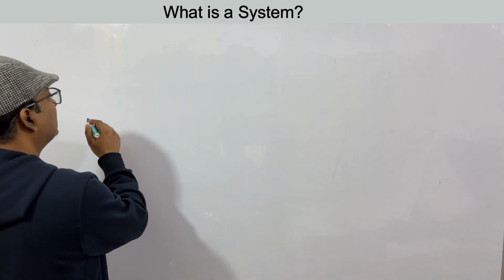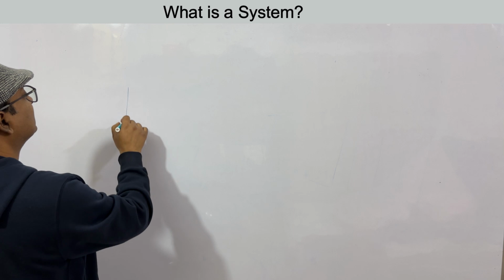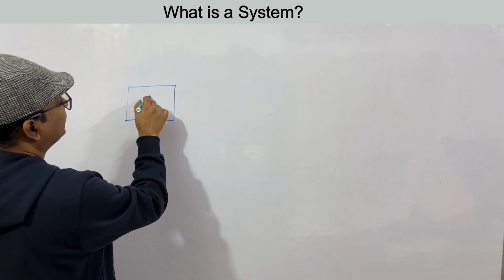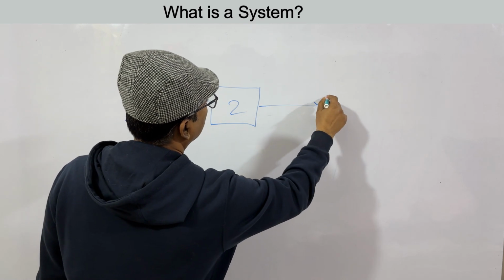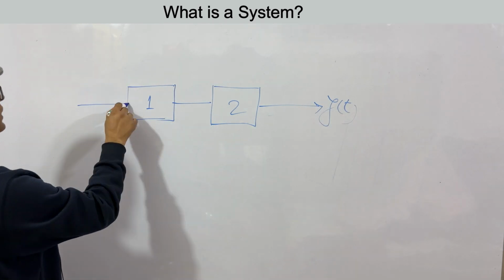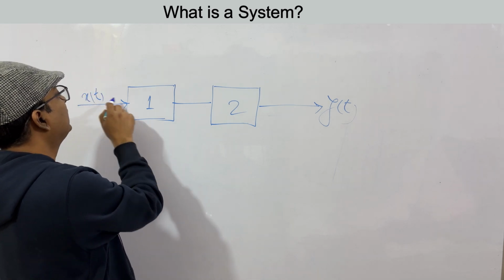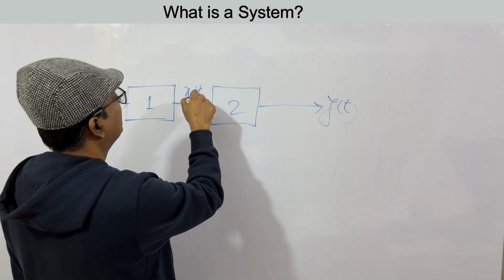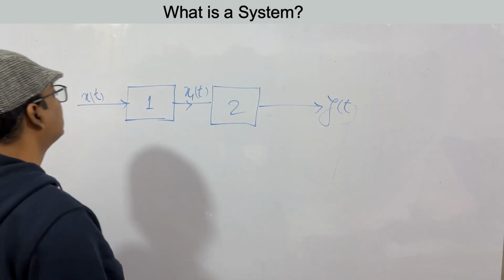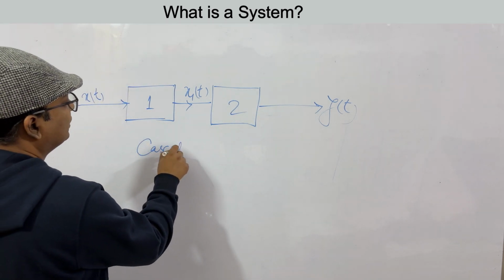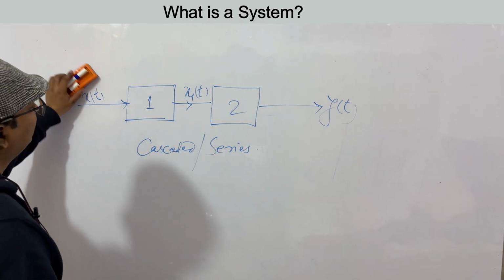They can be connected in series, which is called a cascaded series connection, like this. Let this be system 1. It is connected to system 2, and then we have the output. So this is a series connection. Input is coming to system 1. The output of this, if this is x1(t), is fed into the input of the second system, and then we receive the final output. This is called a cascaded series connection.